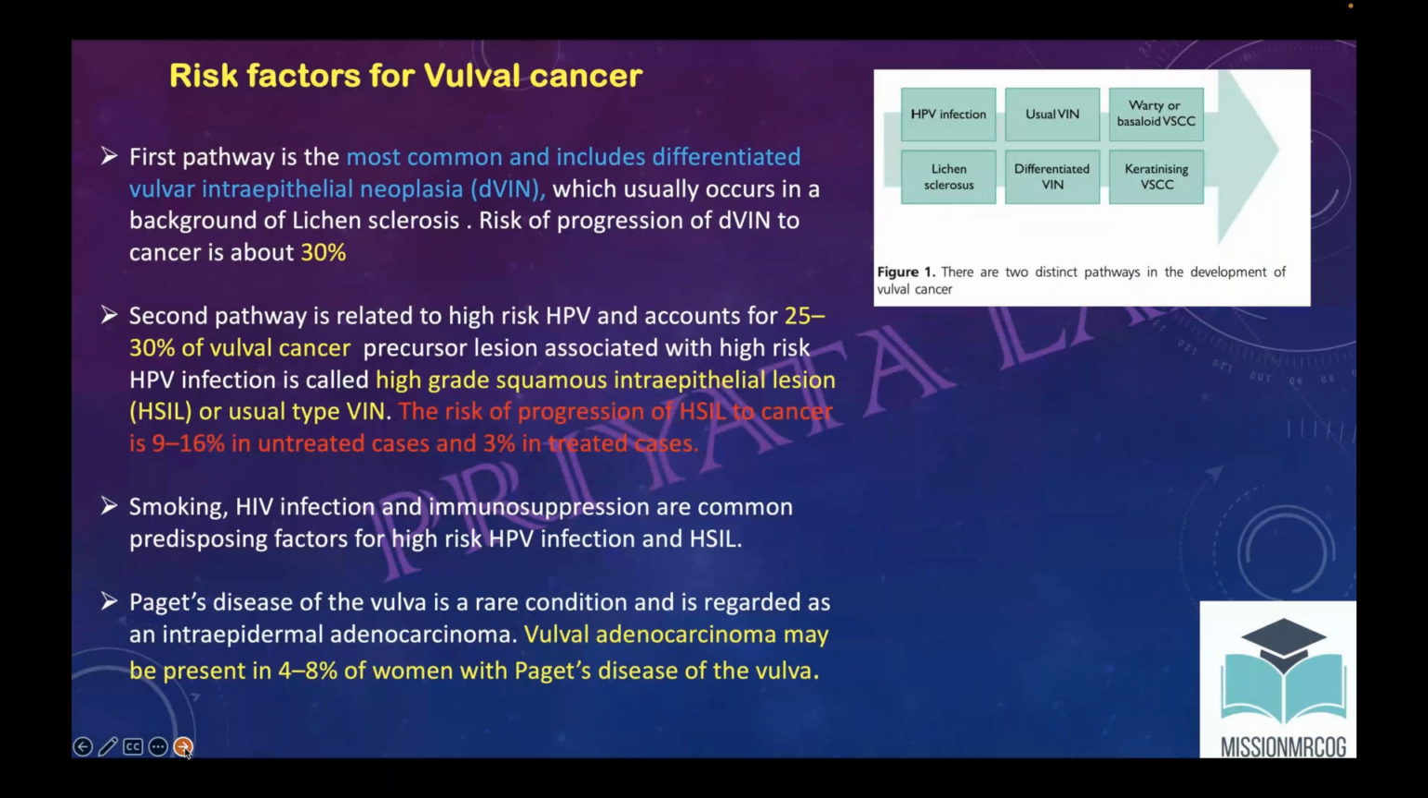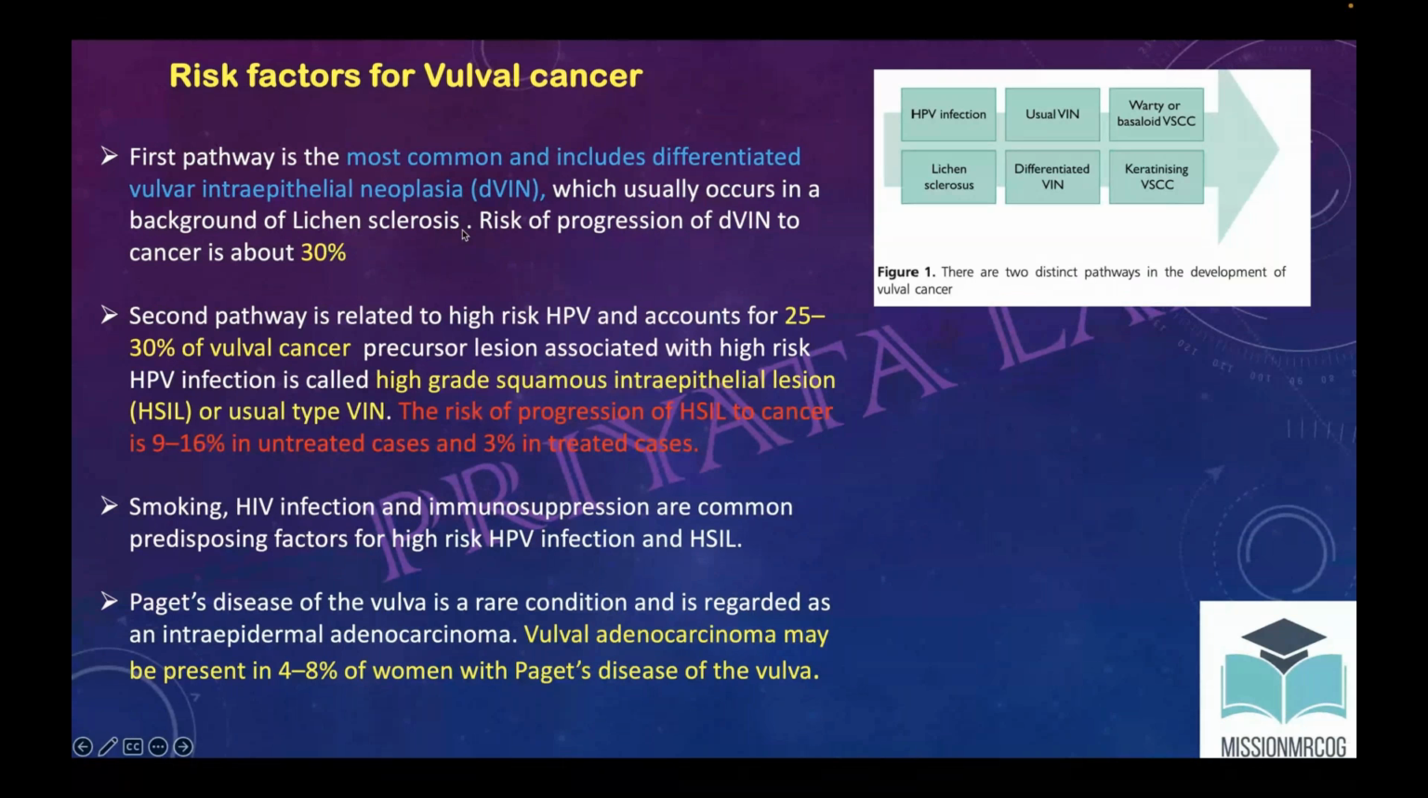So as I said, there are two types of pathway. One is DVIN, and another one is UVIN. The first pathway, which is common, is differentiated VIN. Okay, it usually occurs in the background of dermatosis, like lichen sclerosis or lichen planus. Okay, most likely lichen sclerosis. And if DVIN is there, then the chance of progression to cancer is about 30%. Okay, this is the DVIN pathway or dermatosis pathway.